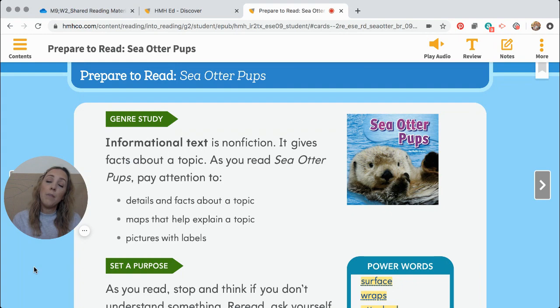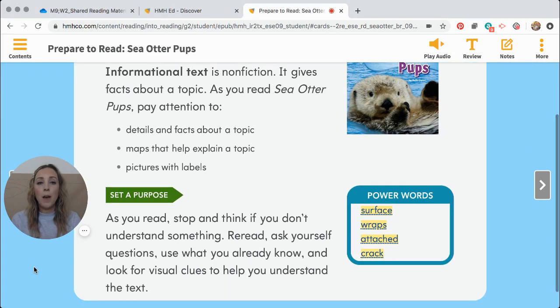We're going to be looking for and seeing lots of text features that will help us to better understand the topic. And finally, as we look through the photographs in our text today, you're going to be able to see and notice lots of labels that will help to clarify any information that might be confusing about our topic. As we continue to look through and think about our text today, you're going to notice in this blue box there are 4 power words that we're going to be looking for and reading together in our text today.